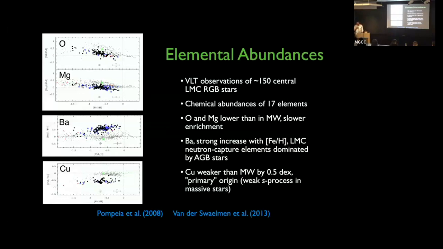Vanessa Hill's group, over 10 years ago, did a bunch of observations with the VLT. They looked at a few fields, about 200 stars, and did the really first detailed chemical abundances of the clouds. They found that the alpha elements, especially oxygen and magnesium, were lower than we find in the Milky Way. Both barium and copper were a bit weird: barium was enhanced while copper was depleted.